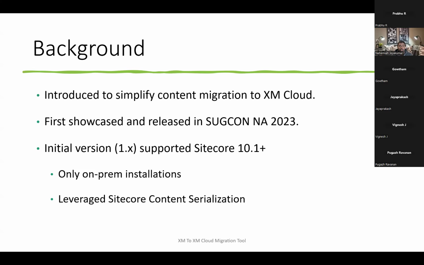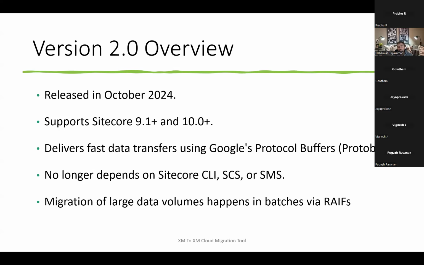So let's talk about version 2. It was released in October 2024. It supported Sitecore 9.1 and above, so they added additional support beyond 10.1. It also delivers fast data transfer built on Google Protocol Buffers, protobuf.